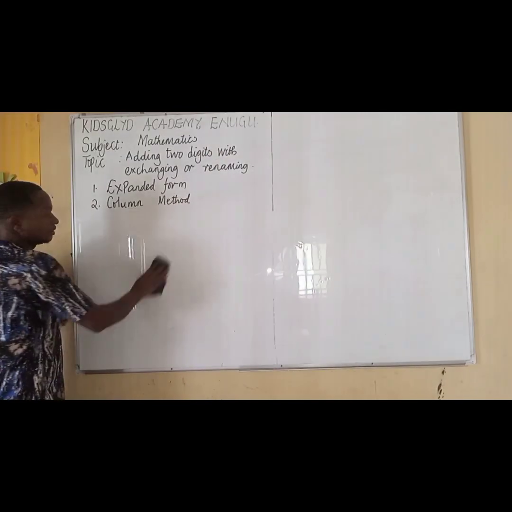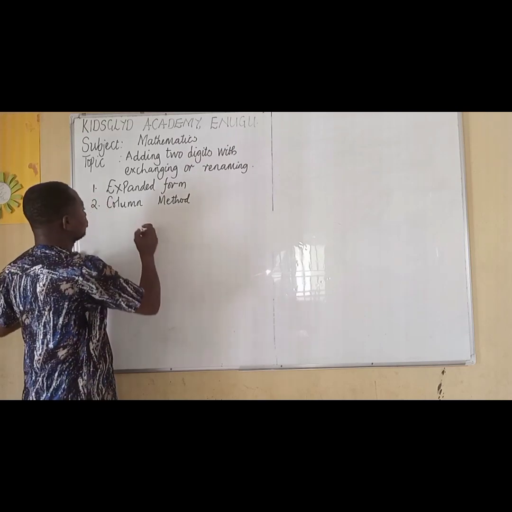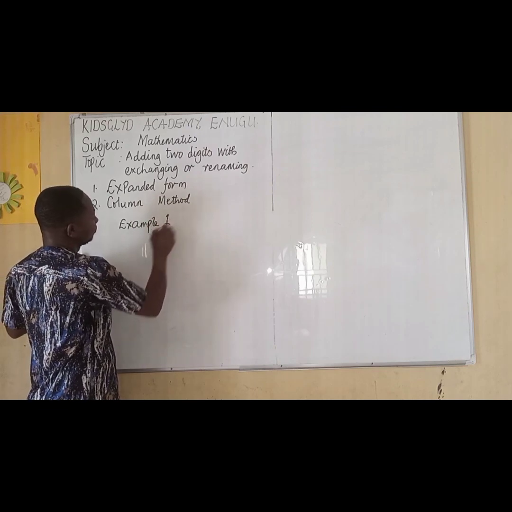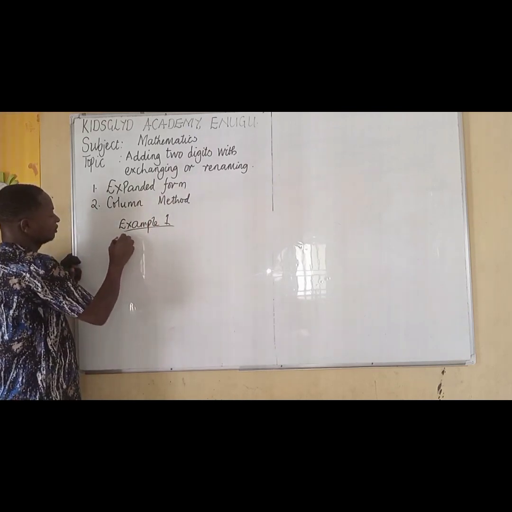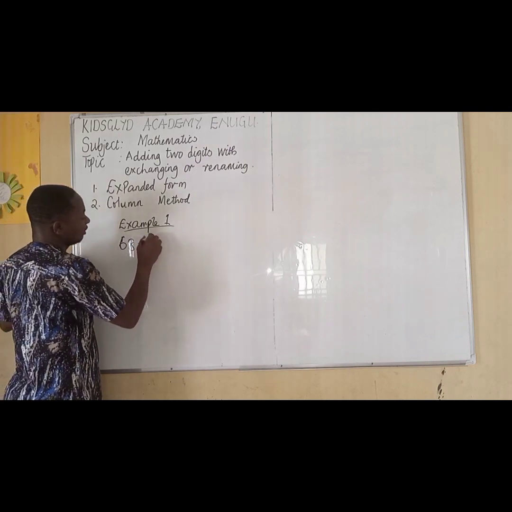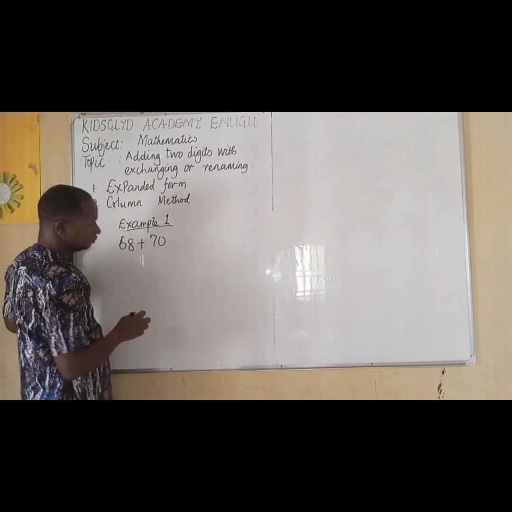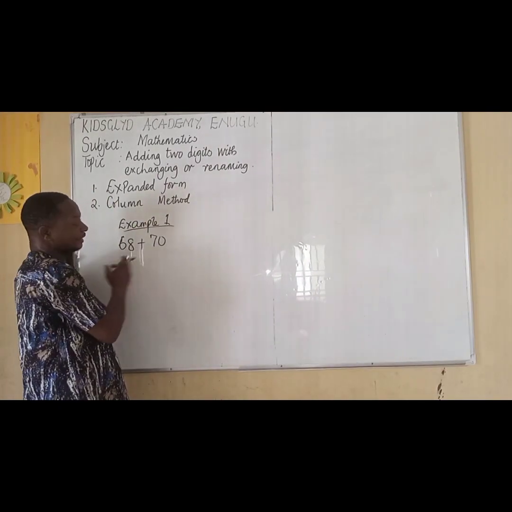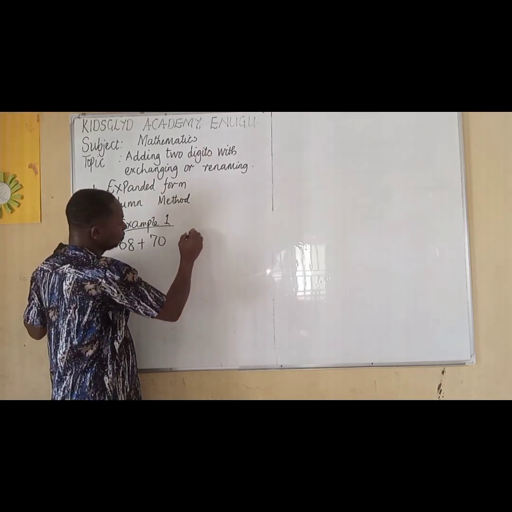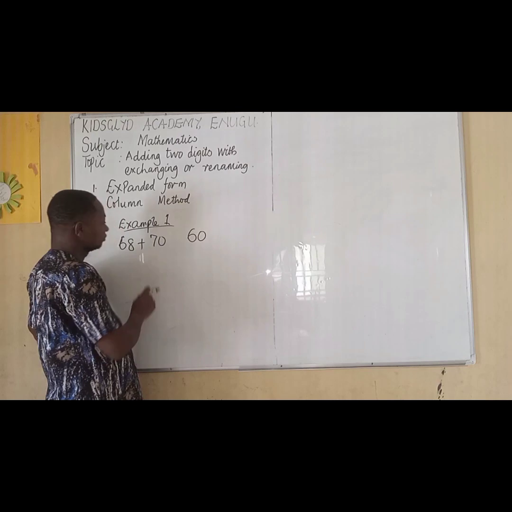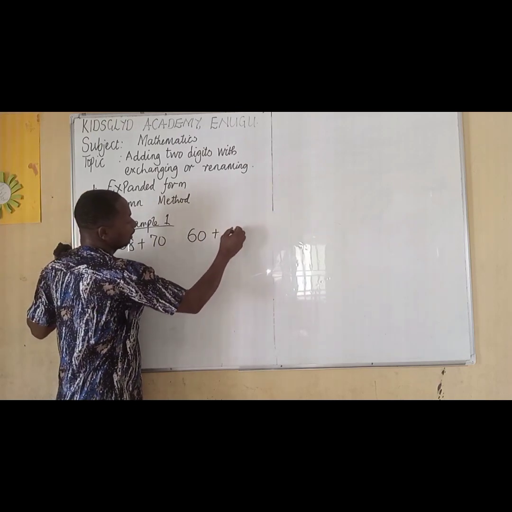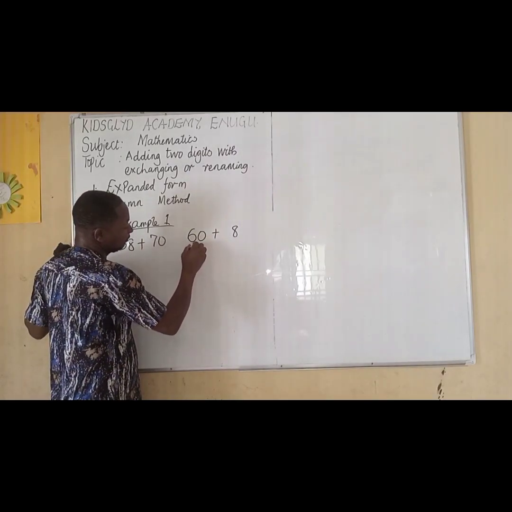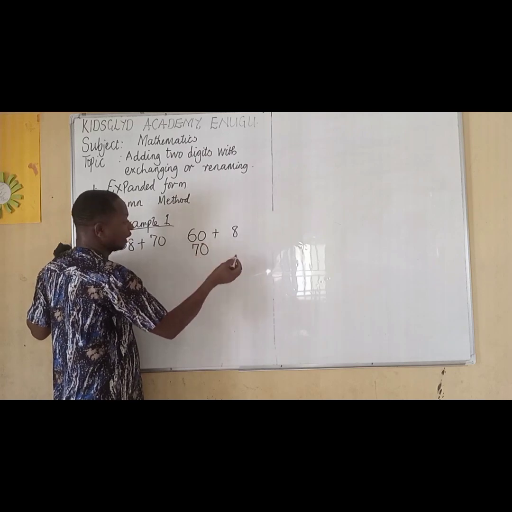Now let's use this same number 68 and 70. For example, if I ask you to solve example 1, solve 68 plus 70 using the expanded form. You say, okay, first of all, for us to use the expanded form, we have to expand this 68 and the 70. How do I mean? This is 60 plus 8. Then here we have 7 and 0, if you like.